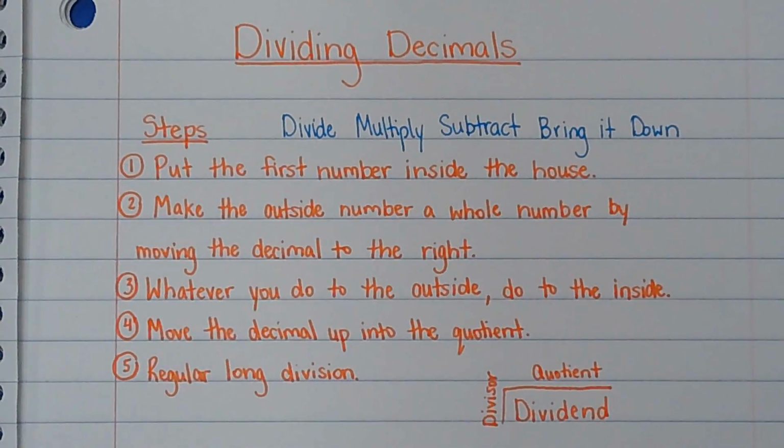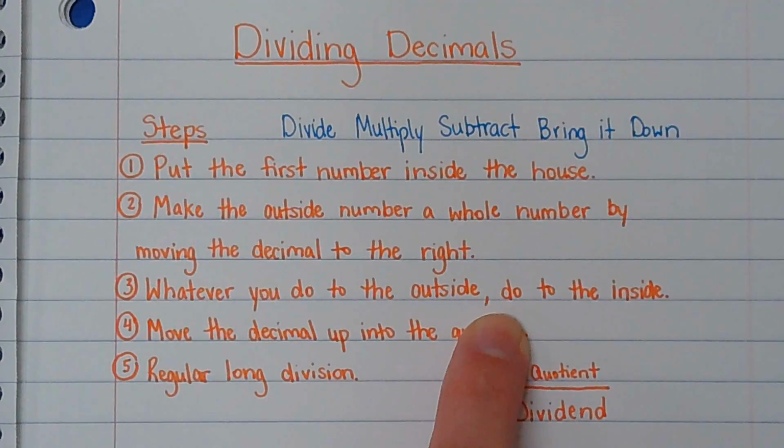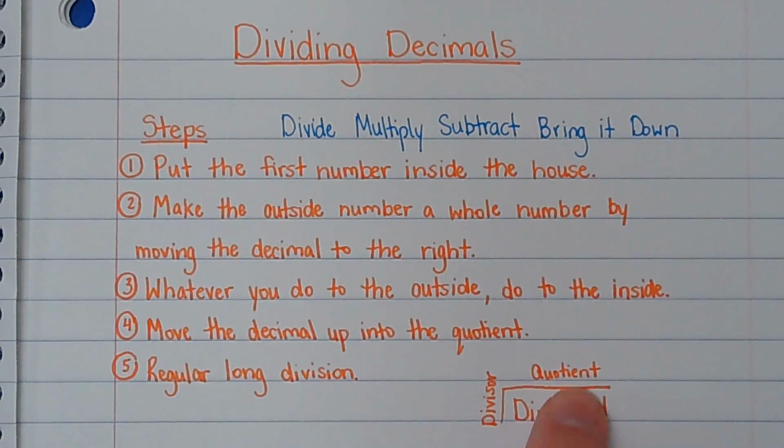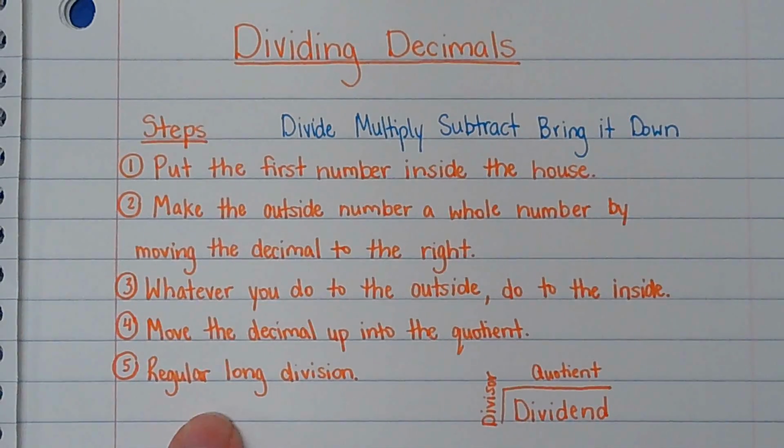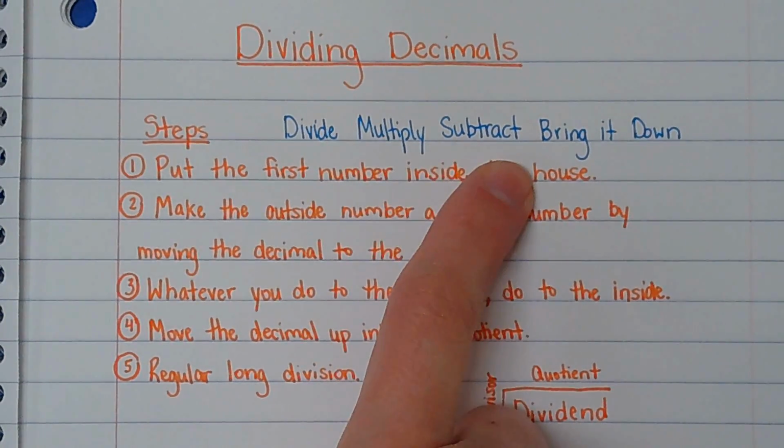Step 3, whatever you do to the outside, you have to do to the inside. So if you moved your decimal on the outside twice, you move the decimal on the inside twice. If there is no decimal on the inside, obviously the decimal goes at the end of the number because it's a whole number, and you would still move it twice. So no matter how many numbers are on the inside or the outside, you have to move them the same number of times. Once you move it on the inside, make sure you move it straight up into the quotient. The quotient is the answer at the top right here. So just move it straight up so that you know where it goes in the answer. And then at that point, you would just do regular long division, which is these steps up here.